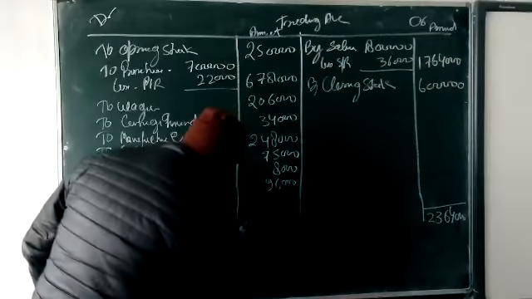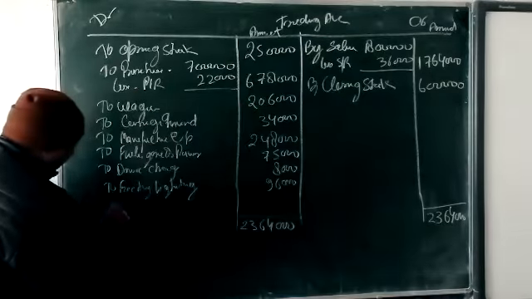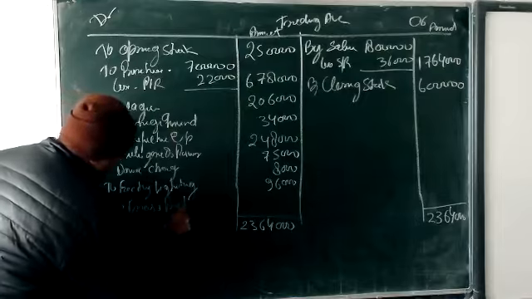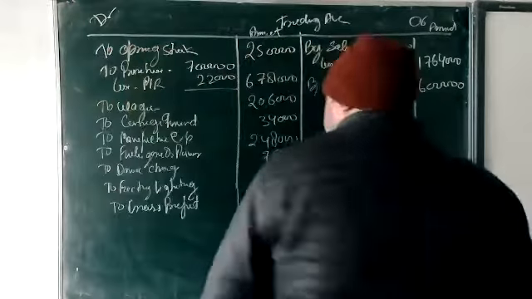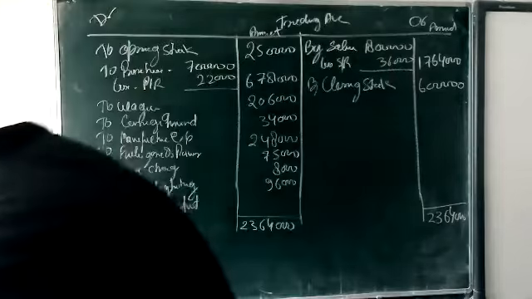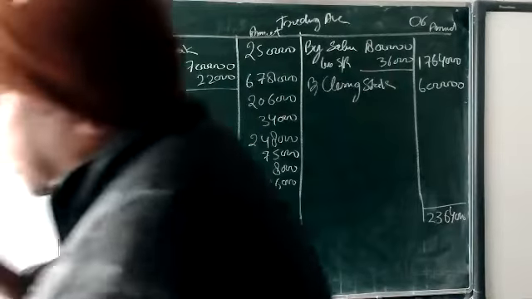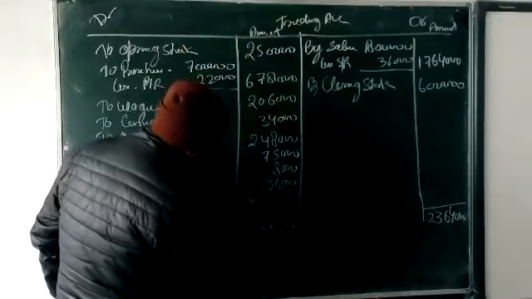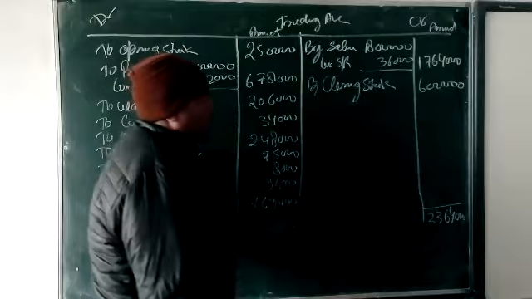6,23,64,000. Just put on this side, and then to gross profit, because this side is less from that side. Okay, then take the difference. 7,69,000.